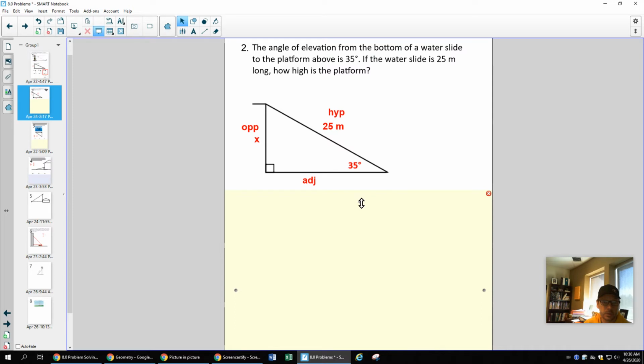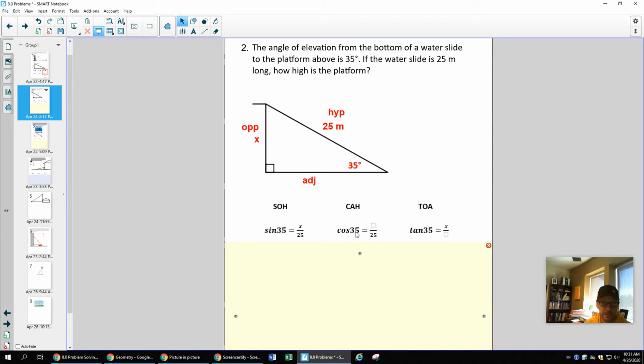We're going to write sine, cosine, and tangent. Again, if you don't want to use sine opposite over hypotenuse, cosine adjacent over hypotenuse, tangent opposite over adjacent, use the acronym SOHCAHTOA. And then I'm going to write out all my ratios. I'm going to write the sine ratio, opposite over hypotenuse, X divided by 25. So sine of 35 is opposite over hypotenuse.